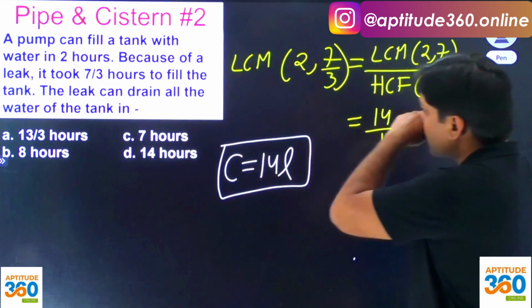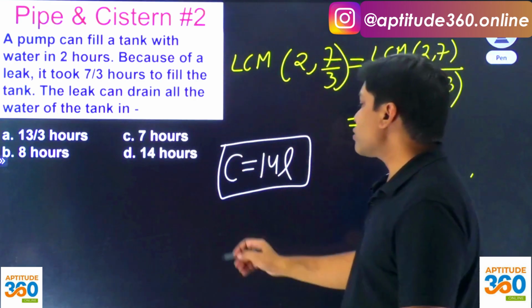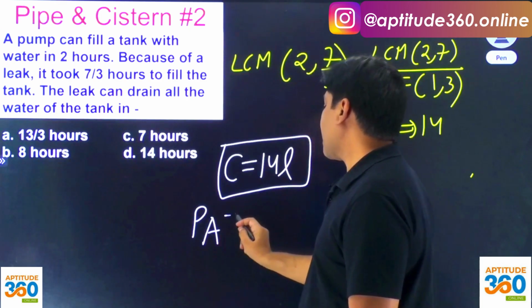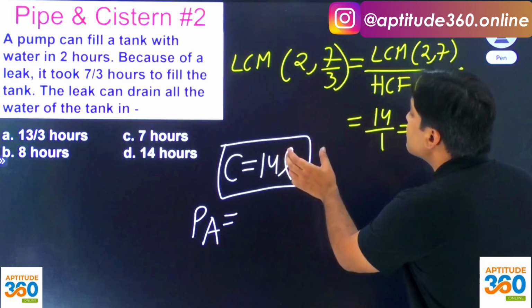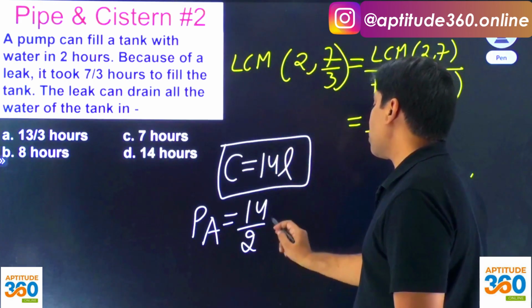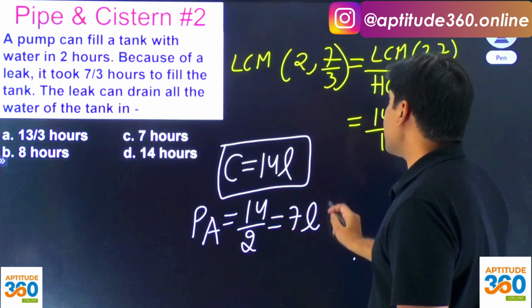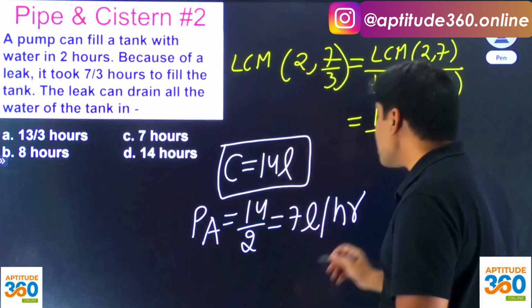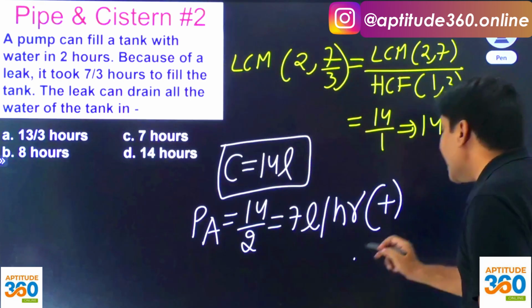Does this make sense to you? And once you have found out the capacity, you can find out the rates of these pipes. Pipe A or pump A. Pump A can fill this 14 liters in 2 hours. So what is going to be what? 7 liters per hour is going to be the work by pump A, and this is the positive work because this one is bringing in the water.